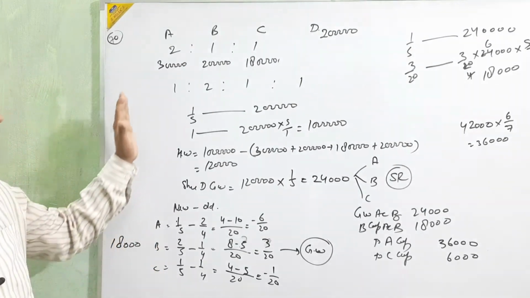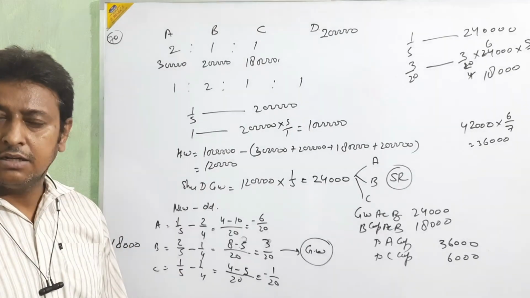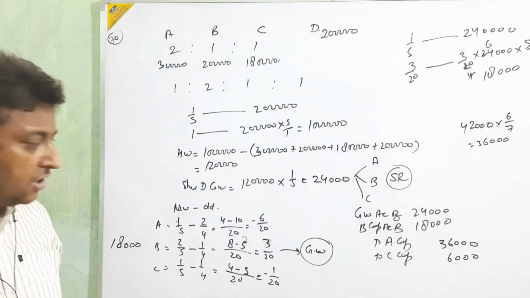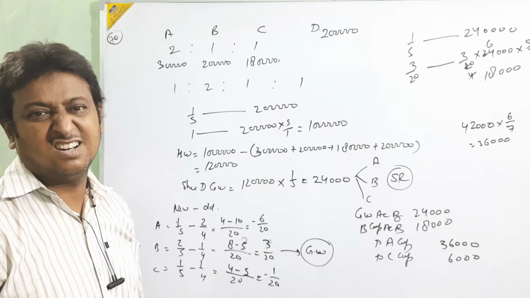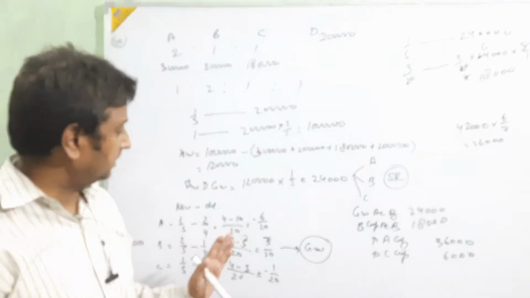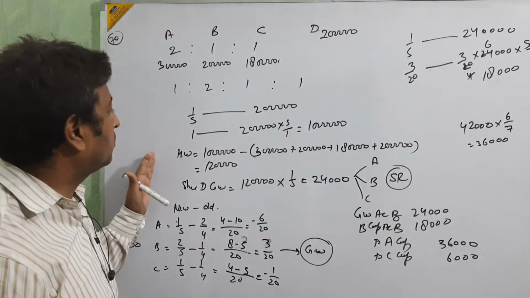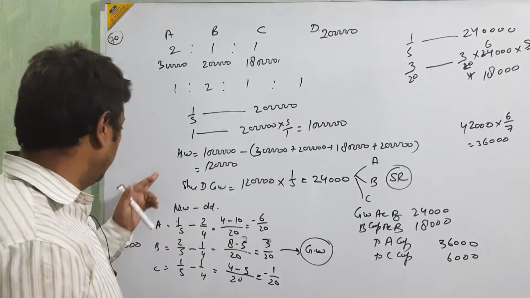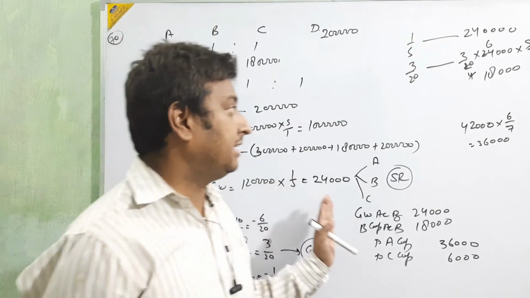Clear? First, calculate the hidden goodwill. Then the sacrificing and gaining ratio, and then the entry. First, what? First, we calculate the goodwill, the hidden goodwill, then the sacrificing or gaining ratio, then the entry.